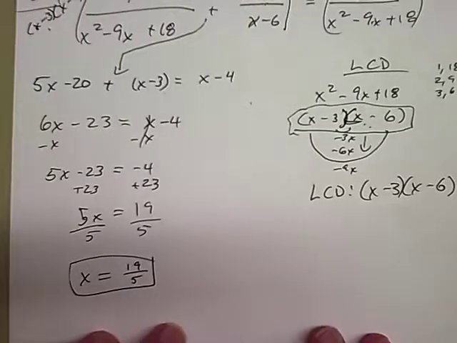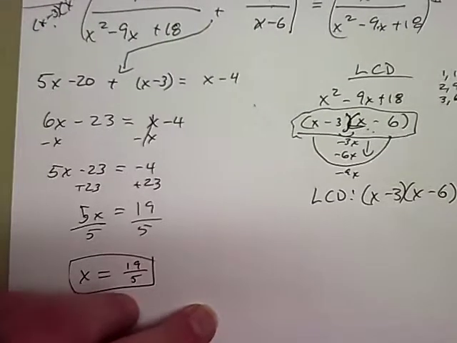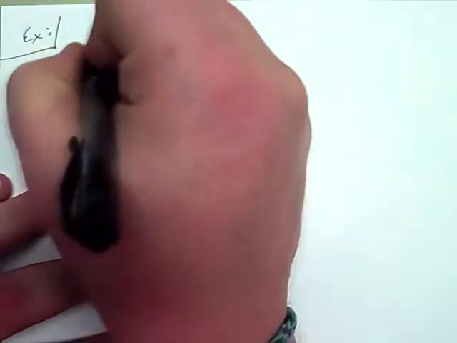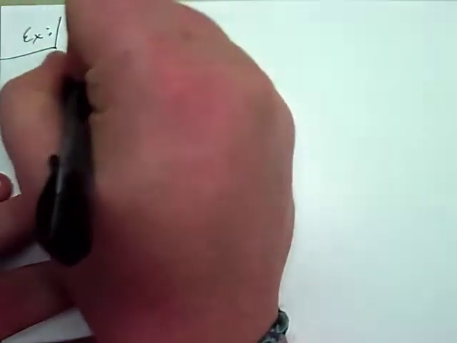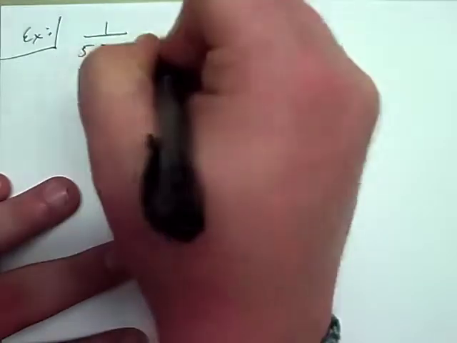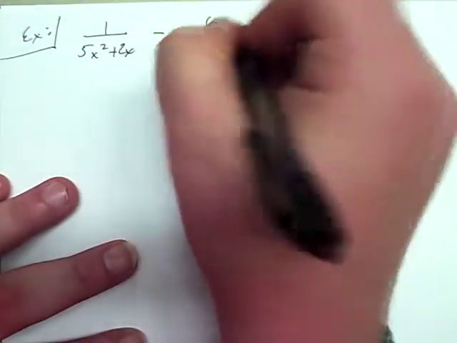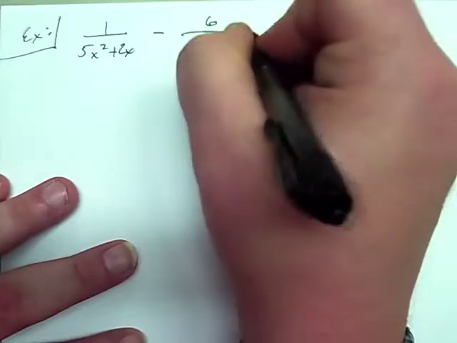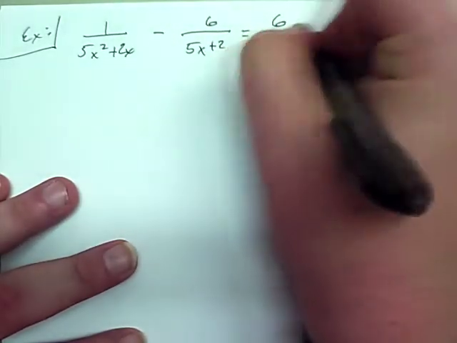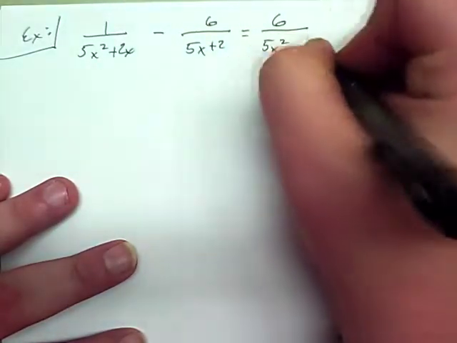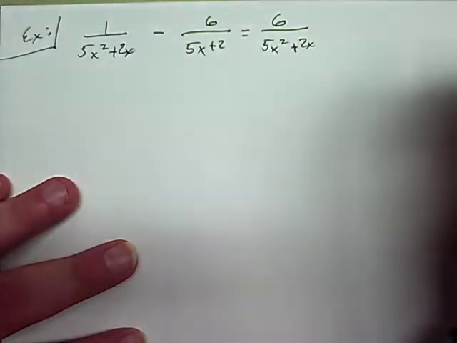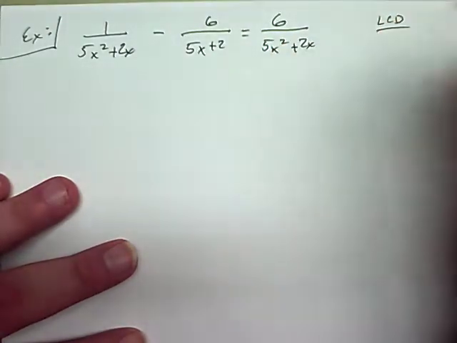All right, let's try another one. Let's try one more and see if we can get the hang of it. Last example: 1 over 5x squared plus 2x, minus 6 over 5x plus 2, equals 6 over 5x squared plus 2x. All right, so let's find our LCD.